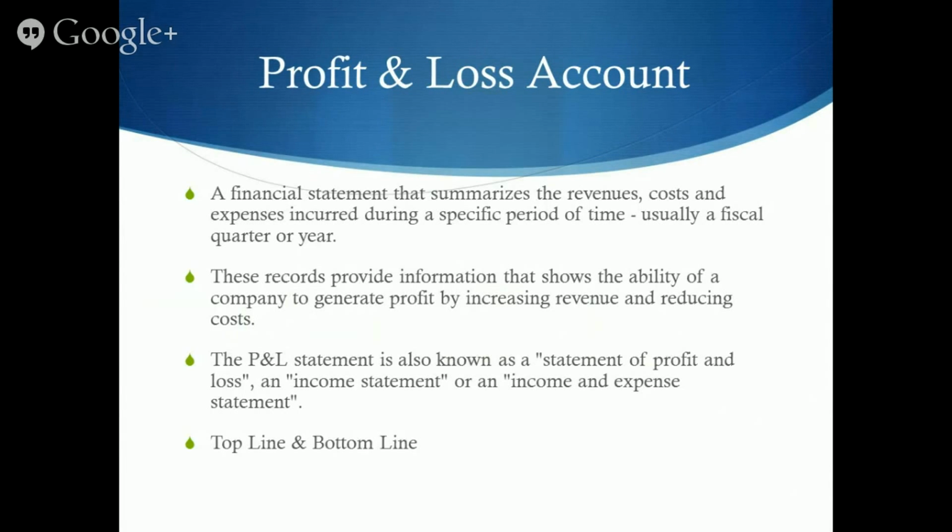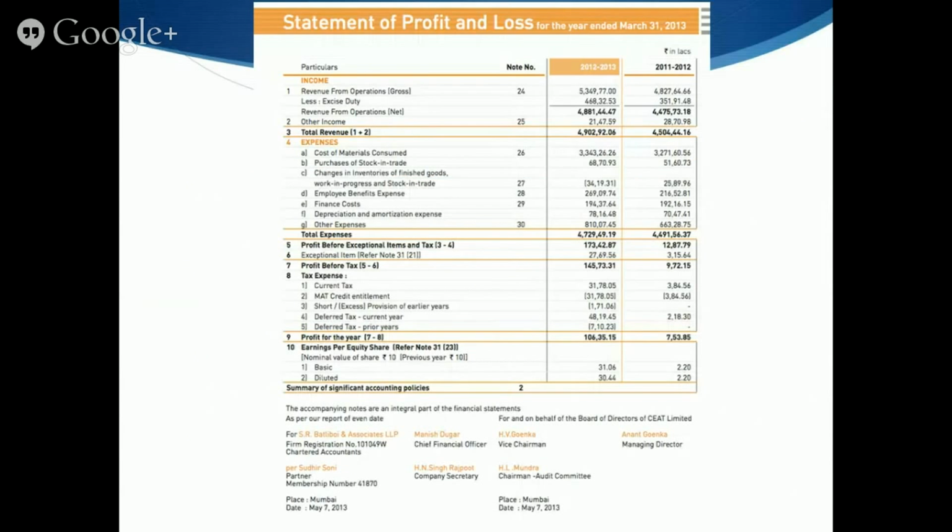The revenue is also called the top line, and the net profit after tax is called the bottom line. Now you can see in this slide, number one, which says revenue from operations gross. This is called the top line. And number 9, which says profit for the year, is called the bottom line. This is a general statement for profit and loss, also called an income statement.